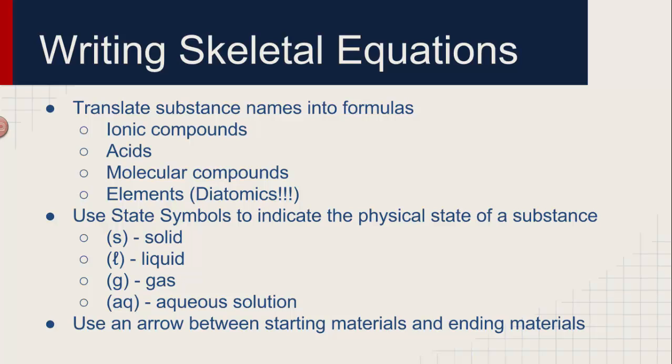Between the starting materials, the stuff that we put together before the reaction occurs, and the ending materials, the stuff that's produced, we have an arrow. We don't use an equal sign, even though it's called an equation. In math, an equation is a mathematical sentence that contains an equal sign. Well, we don't use an equal sign because an equal sign means that one thing is the same as another. But in chemistry, we know that in a chemical reaction, things change. And so the arrow is there to indicate that there's a change happening.